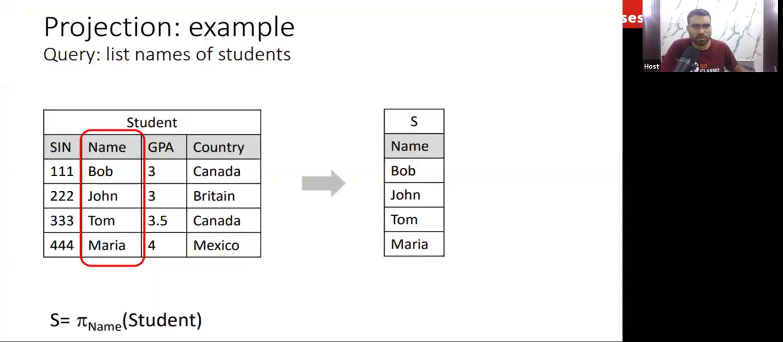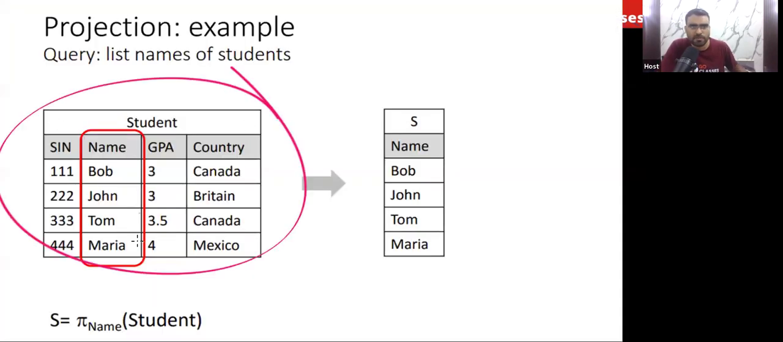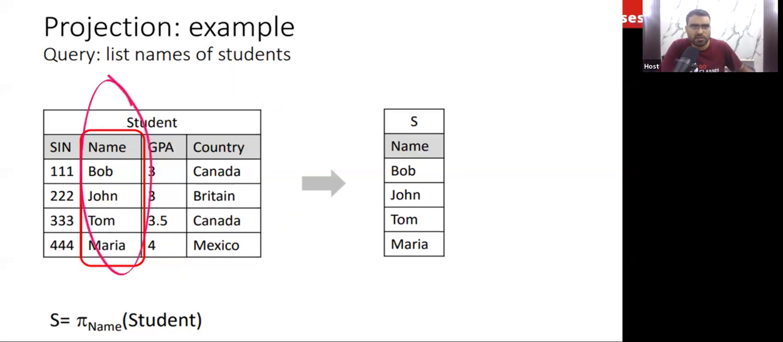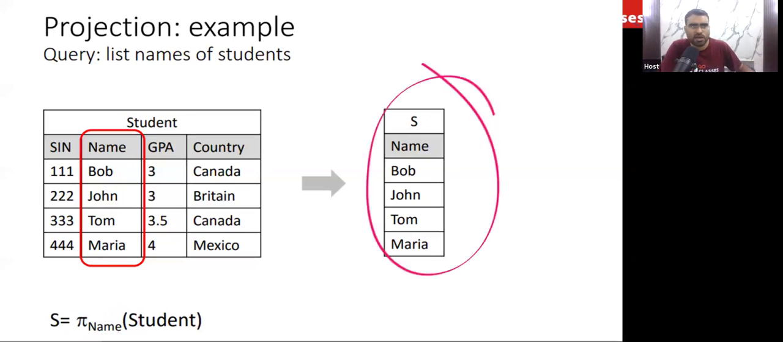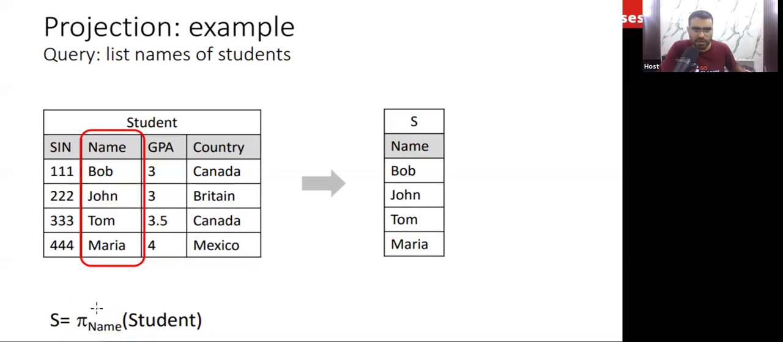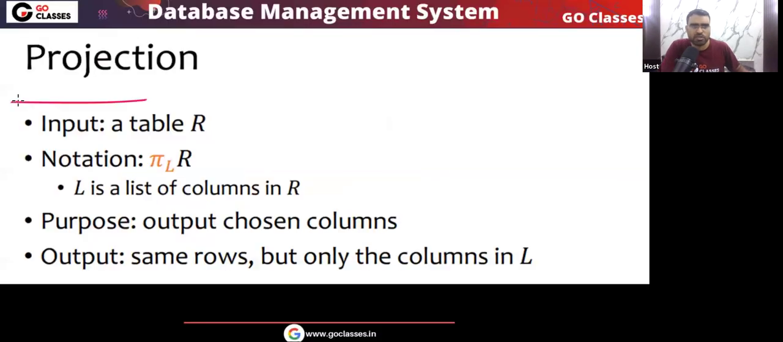Simple. For example, if this is your table and I only want the name attribute, I want to project the name attribute. This pi means project. So from the student table, I want to project only the name attribute. Then this will be the output. And remember again the same thing: this result you are assigning to S, which means we will call this result S. Very simple. So this is projection.